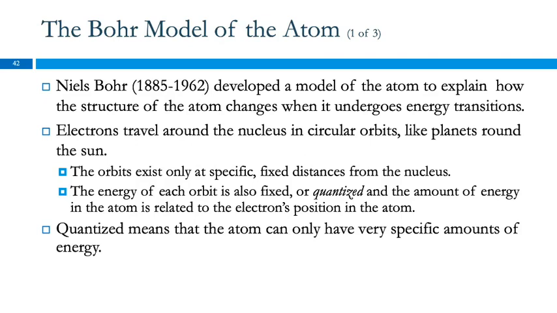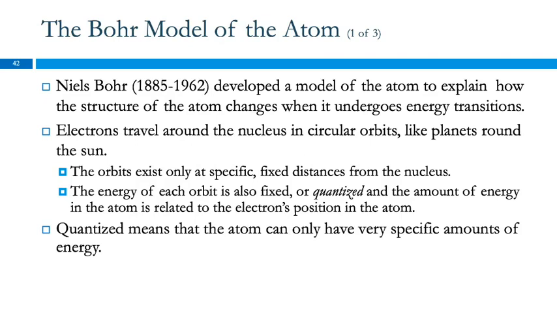is nice, his model is, we can get on board with this. Unfortunately, it's wrong, but it's nice. It's like the solar system. So the nucleus is like the sun, and the electrons are like the planets orbiting the sun. And they're going around in orbits, and we can picture this, and we're like, okay, I can go with that.